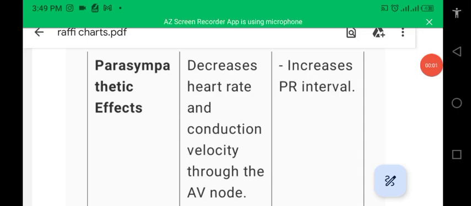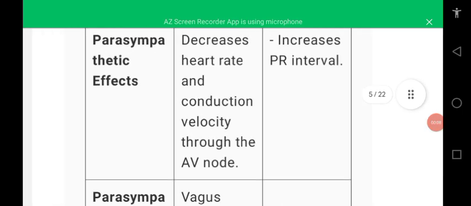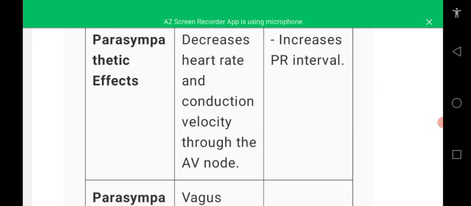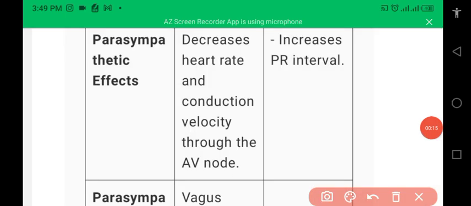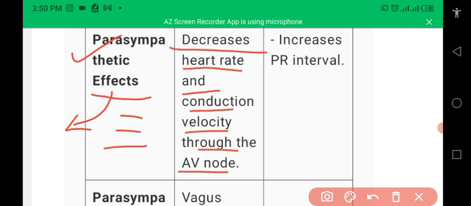Okay, so now we are going to look at parasympathetic and sympathetic effects on the SA node and AV node, and what the effect on the heart will be because of these sympathetic effects. The parasympathetic effect on the heart is the rest system: eat, drink, and rest. Decreased heart rate will be there in the parasympathetic. Conduction velocity will be decreased through the AV node. It will relax our body.